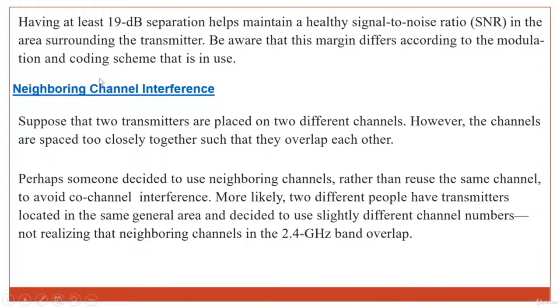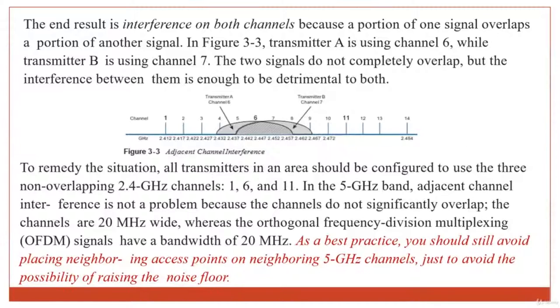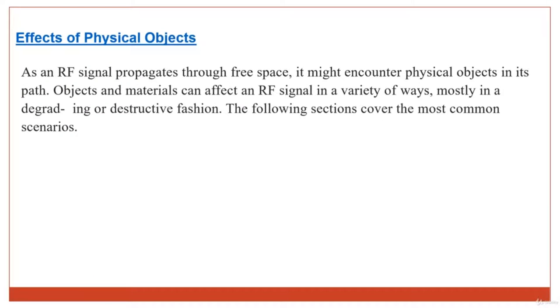The second case is neighboring channel interference. Now I have transmitter A on channel 6 and transmitter B on channel 7, and they overlap. Even in the 5 gigahertz band, we know it has a long list of channels, so the chances that they overlap are less. Still, best practice suggests that you avoid placing neighboring access points on nearby channels, even at 5 gigahertz. We should plan the placement of access points so that they do not interfere with the signal of each neighboring access point or channel.